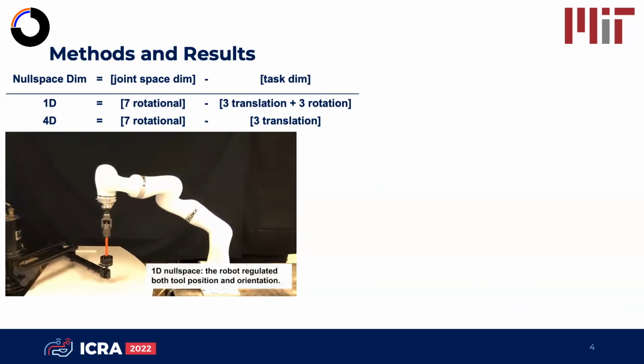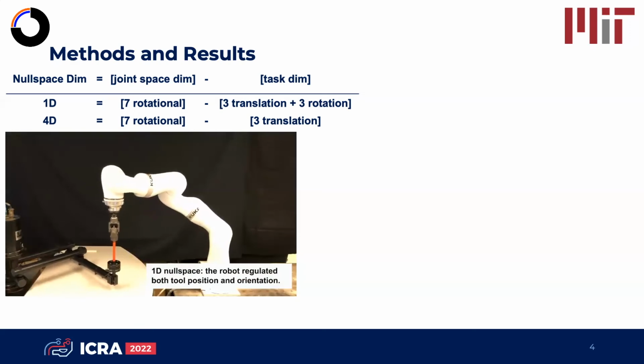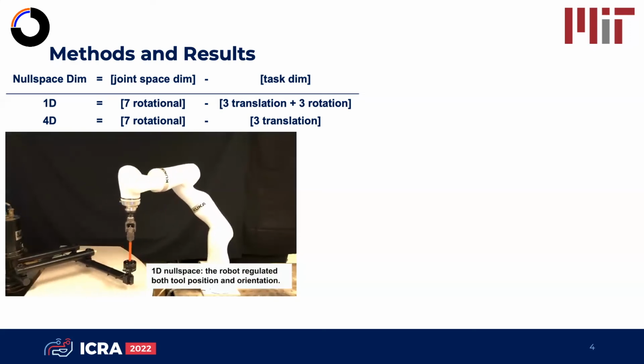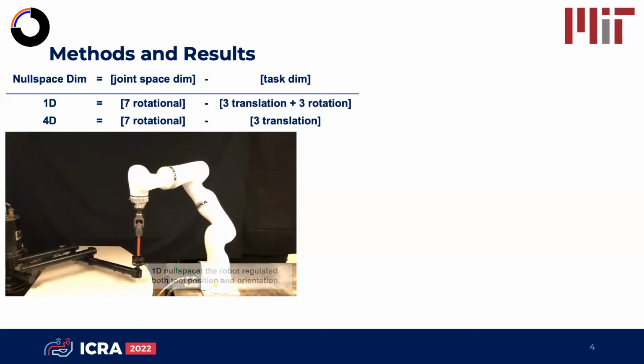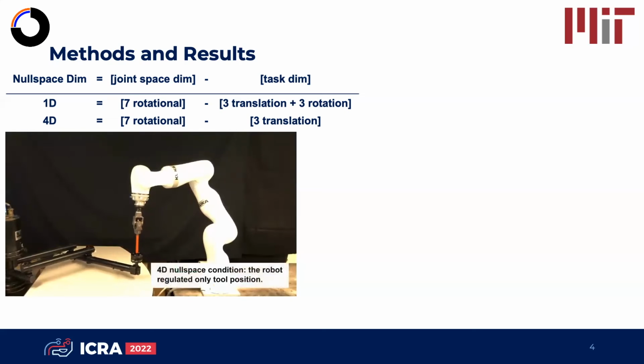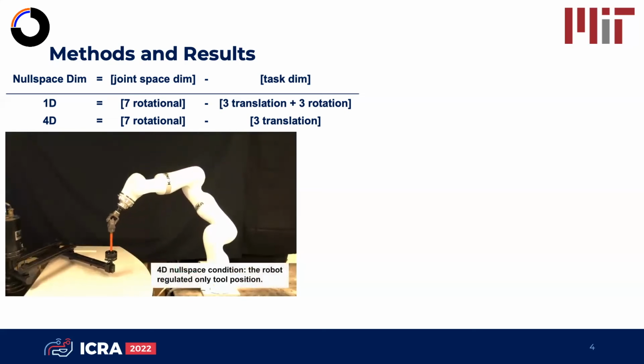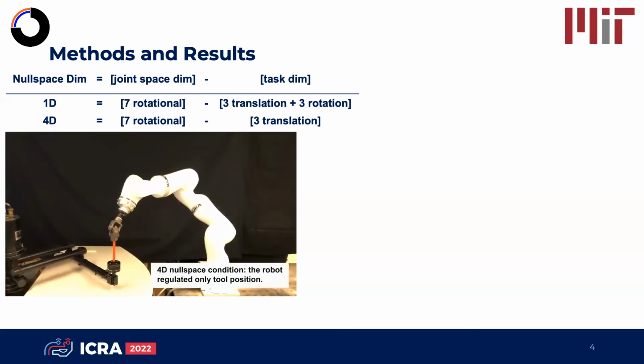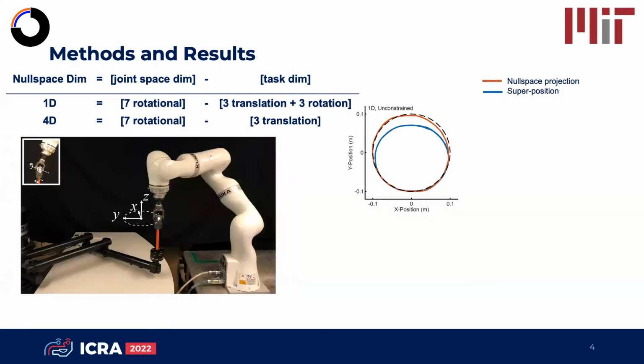The LBR was programmed to investigate two main conditions, the 1D null space and 4D null space. In the 1D null space condition, the end effector task included 3 translational and 3 rotational degrees of freedom. The 4D null space condition was created by eliminating the 3 rotational degrees of freedom. In this experiment, the goal was to regulate the translational behavior in the plane of the InMotion robot. Thus, the RMS error in the unconstrained case was the normal distance from the circle to the actual position.